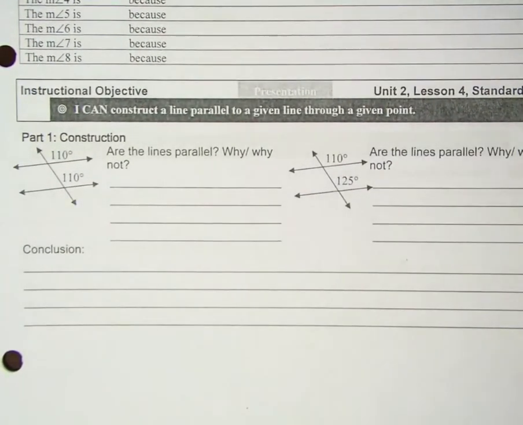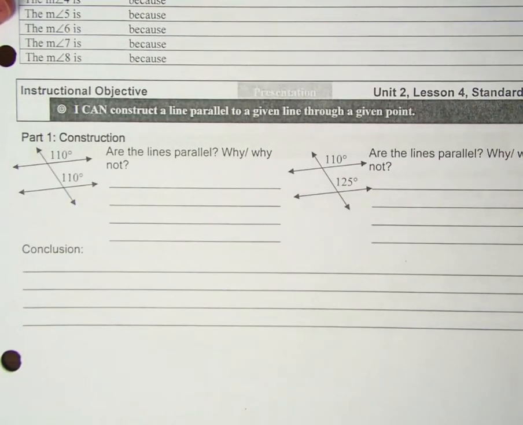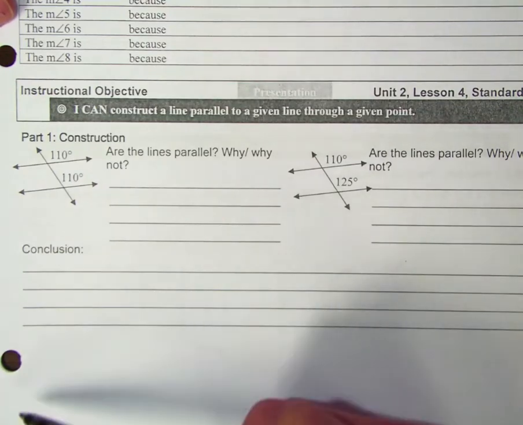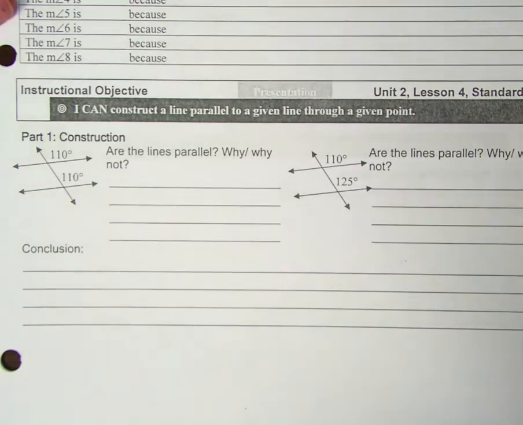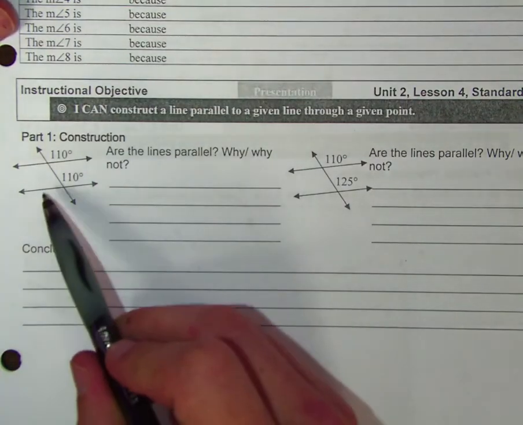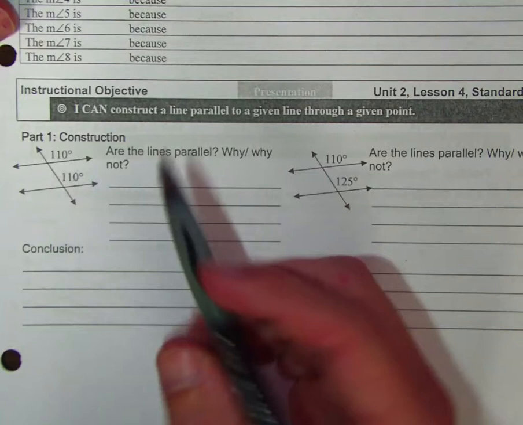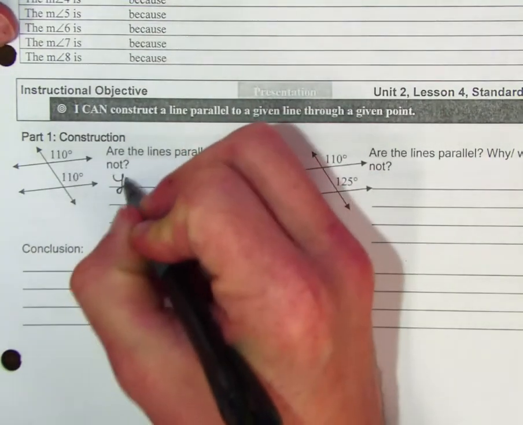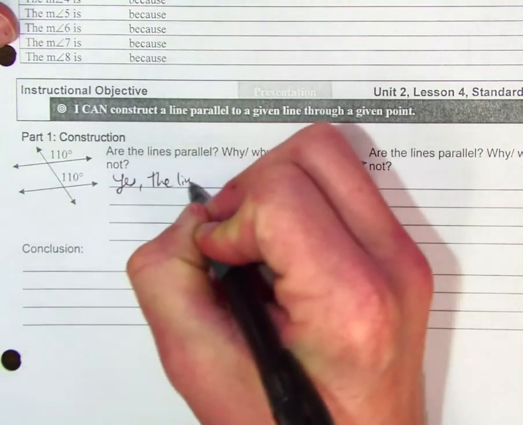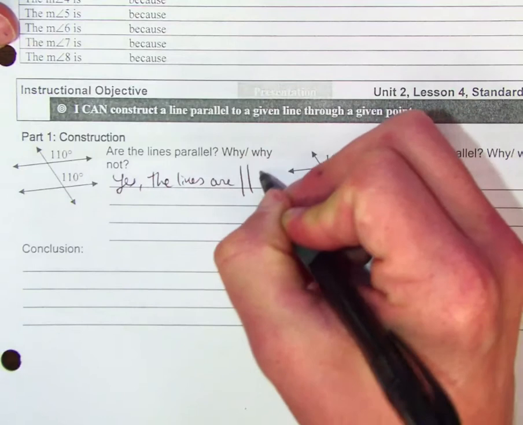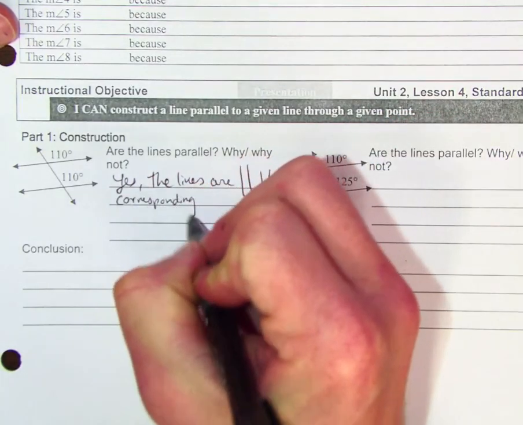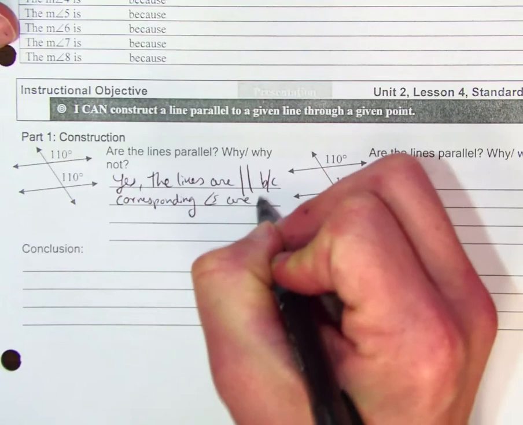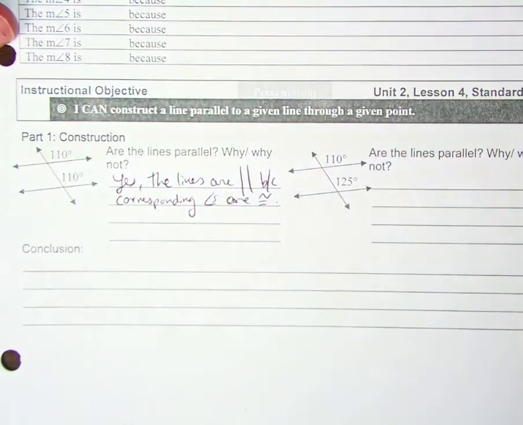Are these lines parallel? Well, before, we were told when you have parallel lines, certain angle pairs are congruent, like corresponding angles. It turns out that the converse is true. So, instead of saying if lines are parallel, then corresponding angles are congruent, now we can say, yes, the lines are parallel because corresponding angles are congruent. You might be saying, well, how do we know that?